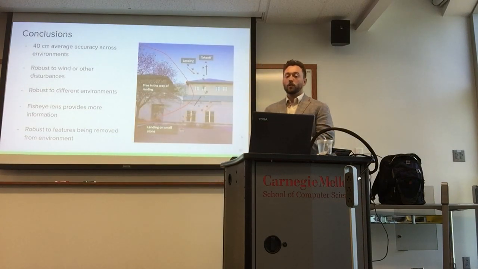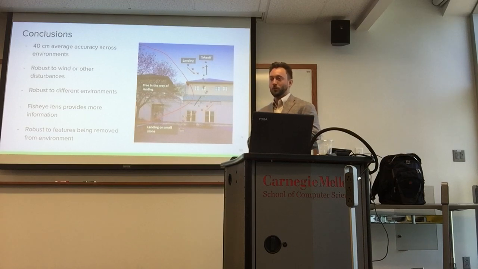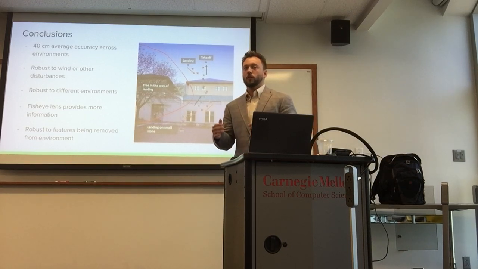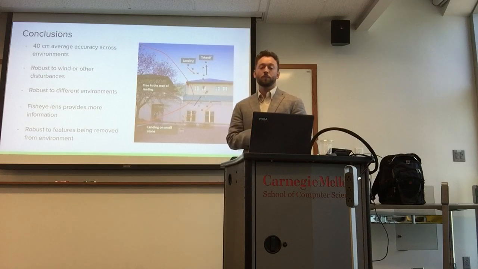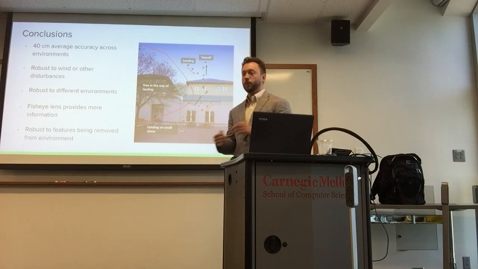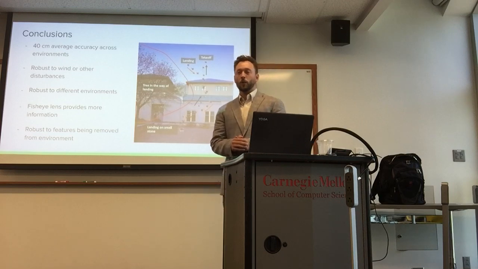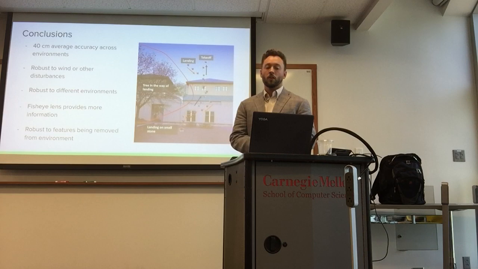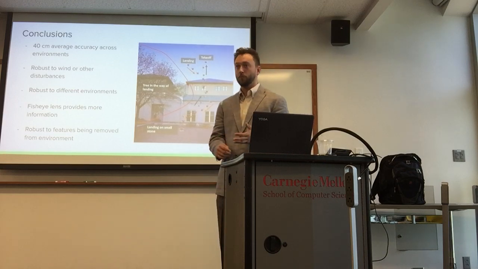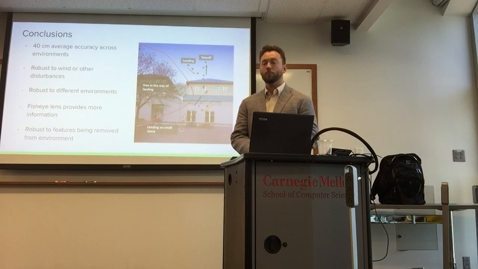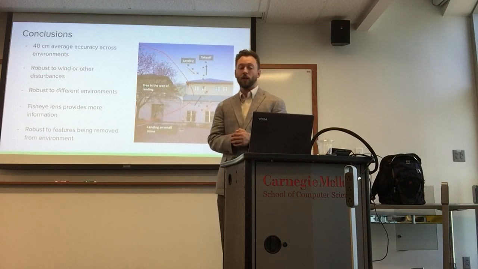So now, in conclusion, we've presented an algorithm across all the different environments we tested in. Where there was minimal scene change, we had 40 centimeters average accuracy, which did significantly better than the GPS IMU version. We also think that given that it landed successfully in these windy environments, it showed that it was fairly robust to wind and other disturbances. We tested in grass, the rocky environment from the scene change, patio, etc. So it works fairly well in various environments.